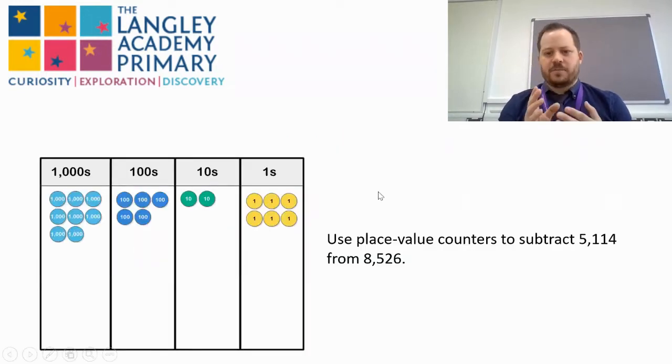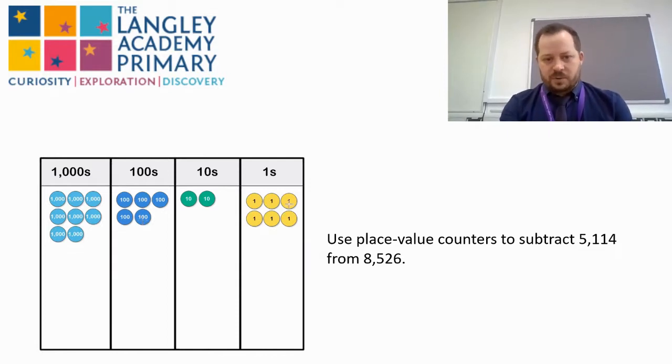So firstly, we're going to use place values to subtract 5,114 from 8,526. On my place value grid, I have placed 8,526, and you can see that over here. I'm going to take away 5,114 from that. The really nice, easy way to do that in this case is I can literally just take away counters or cross out counters, and what I'm left with is going to be my answer.